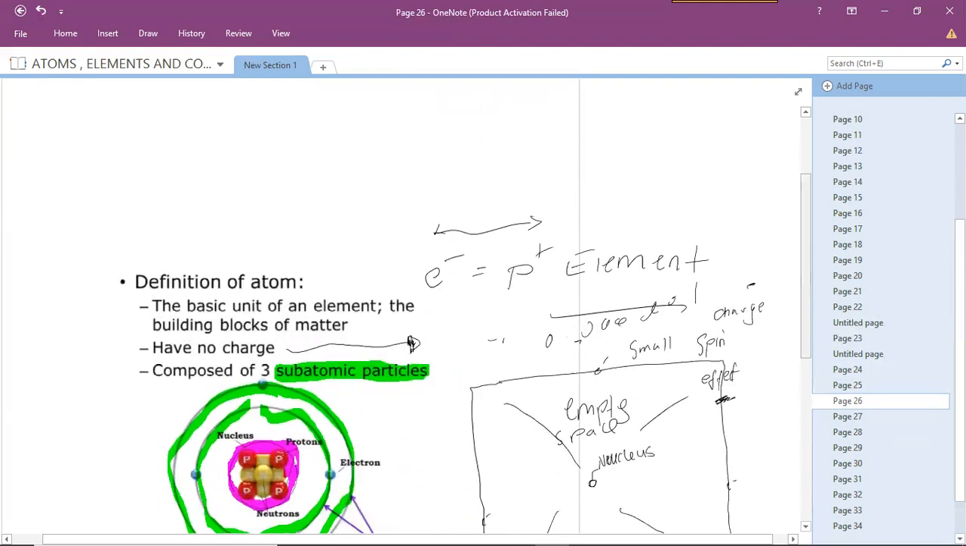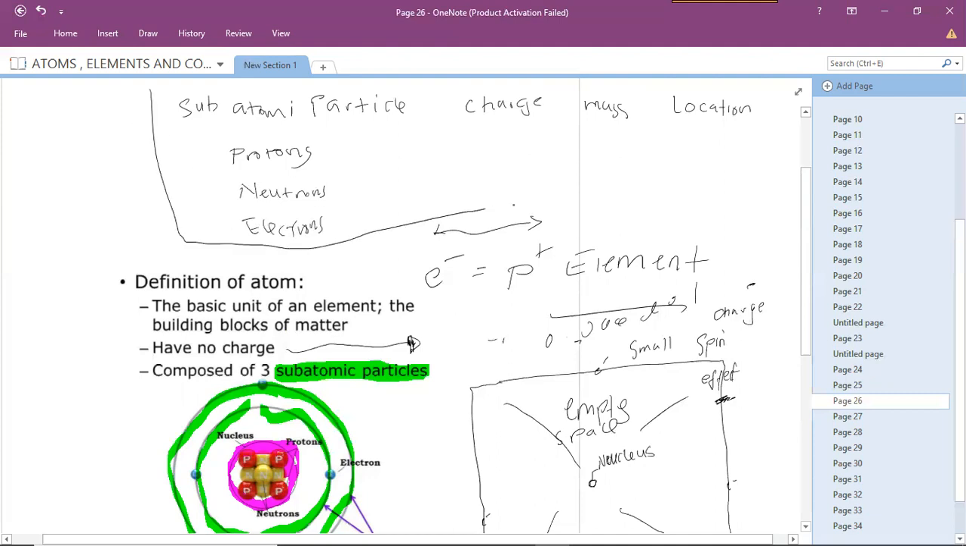It usually comes like this. They will say subatomic particle. Then they will say charge. Then they will say mass. Then they might say location. Then they will list protons, neutrons, electrons. Then they'll say complete the table.